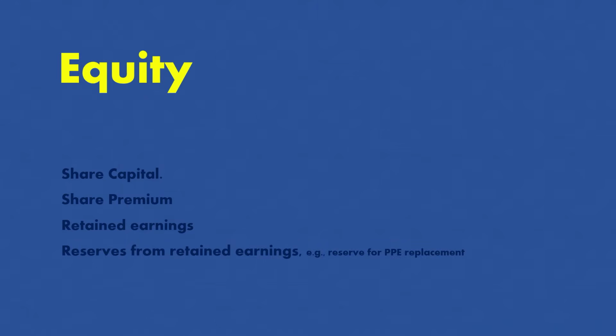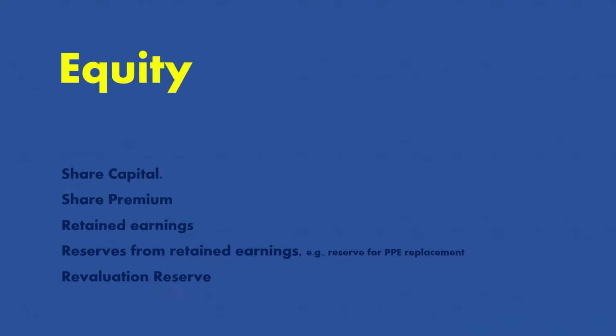Then we can also have reserves from retained earnings. So basically these are retained earnings just reclassified into another head for some specific purpose. So for example, we can make a reserve for machinery replacement, but broadly speaking, this is just another way to represent retained earnings.